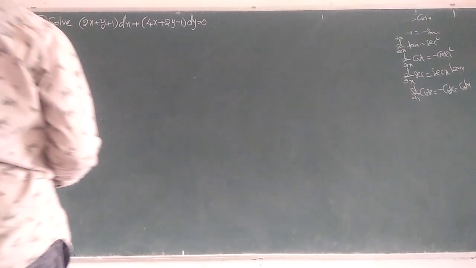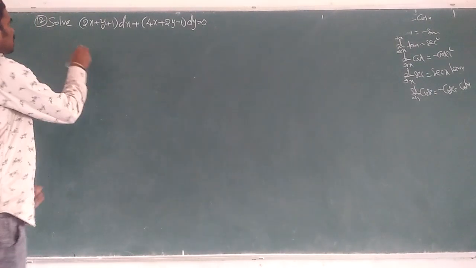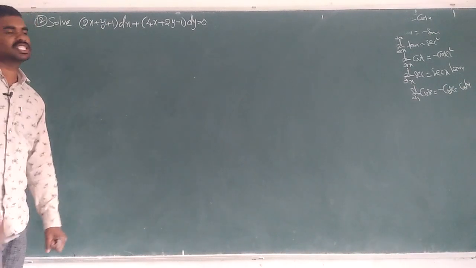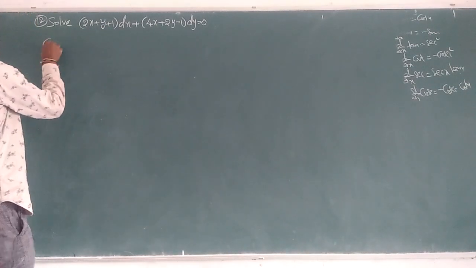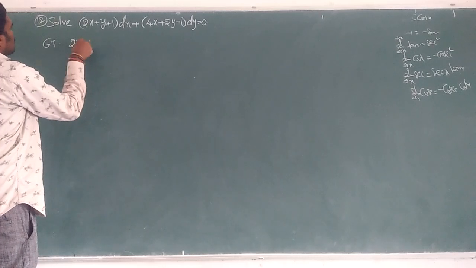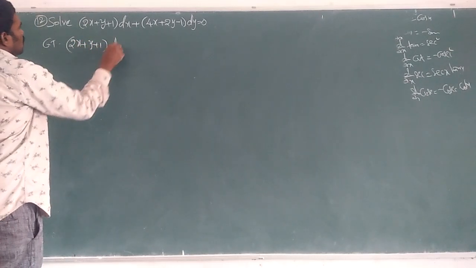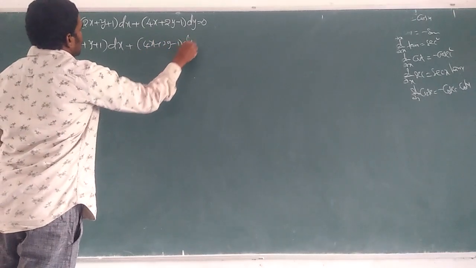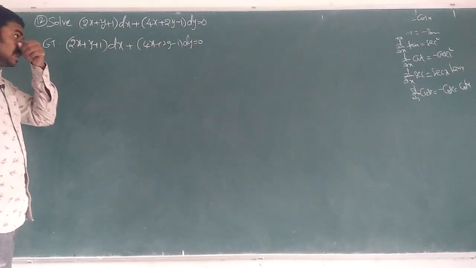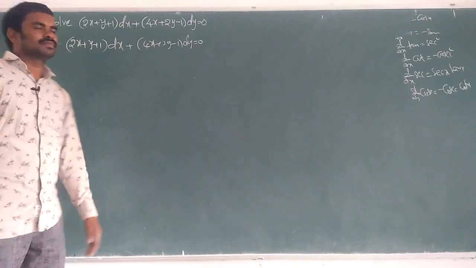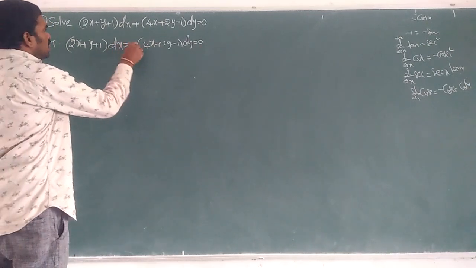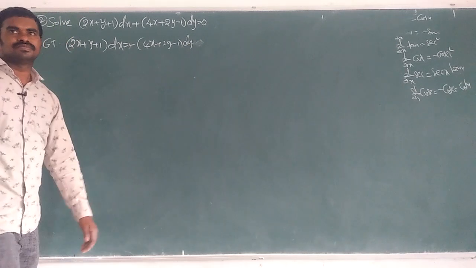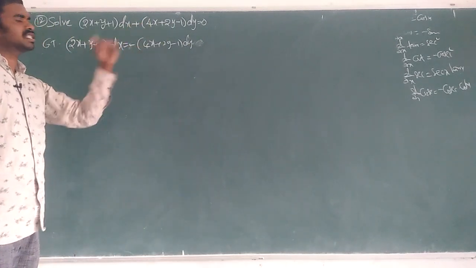Okay, 12th one. Solve (2x plus y plus 1) dx plus (4x plus 2y minus 1) dy equal 0. Okay, so given that (2x plus y plus 1) dx plus (4x plus 2y minus 1) dy equal 0. First, this one center right side, so it becomes minus.